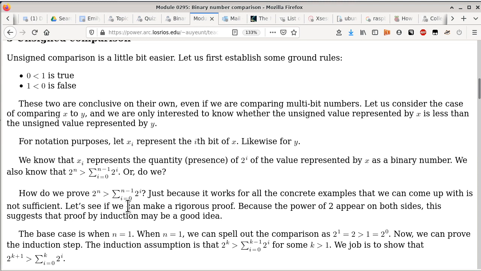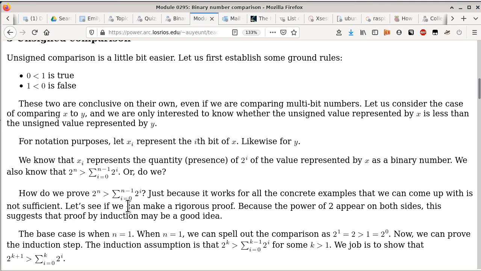Okay, so the question is, how do we know that 2 to the power of n is greater than the summation of all the bits that are less significant than n? In other words, how do I know that 2 to the power of 4 is greater than 2 to the power of 0 plus 2 to the power of 1 plus 2 to the power of 2 plus 2 to the power of 3? Now, you can say 1 plus 2 plus 4 plus 8 is what? 15, right?